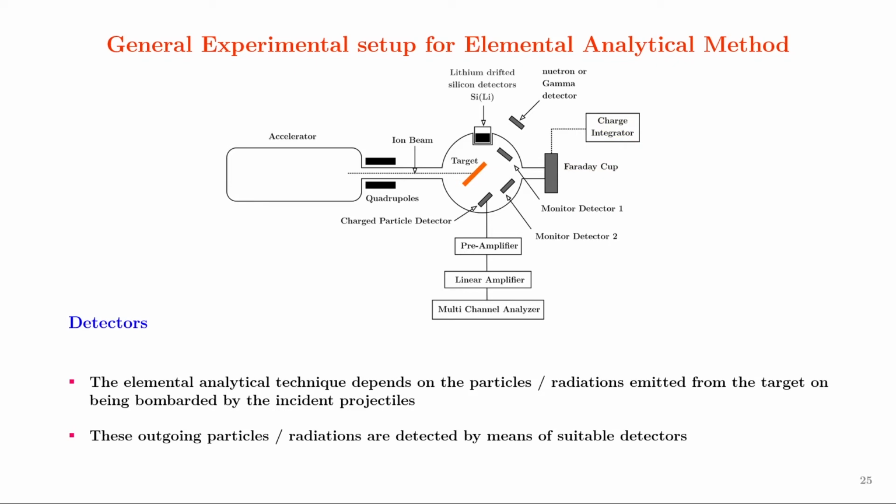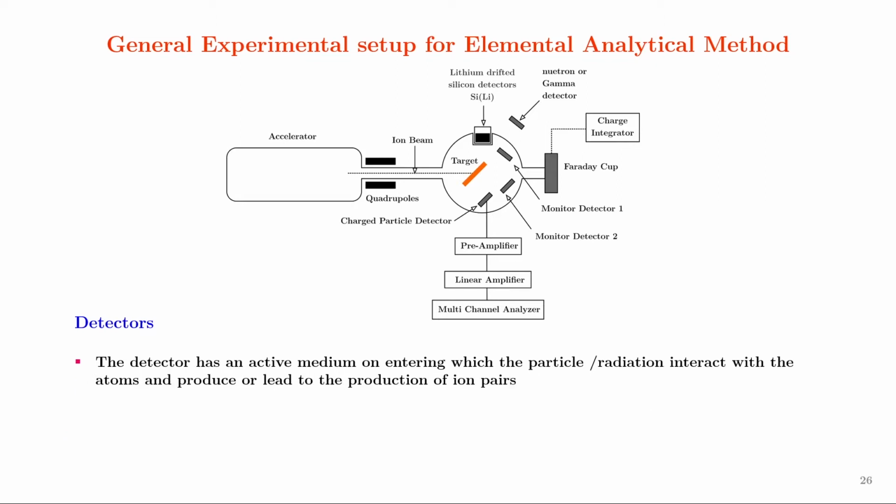Detectors. The elemental analytical technique depends on the particles or radiations emitted from the target on being bombarded by the incident projectiles. These outgoing particles or radiations are detected by means of suitable detectors. The detector has an active medium on entering which the particle or radiation interact with the atoms and produce or lead to the production of ion pairs. The ion pairs are collected by the electrodes, thereby producing electrical signals.